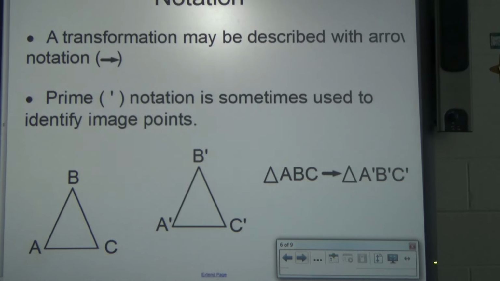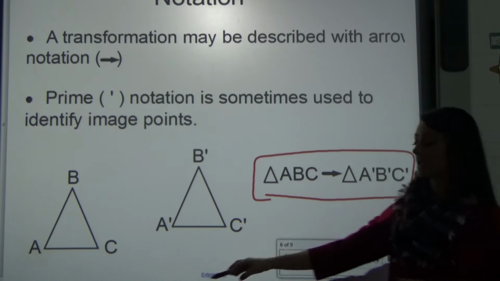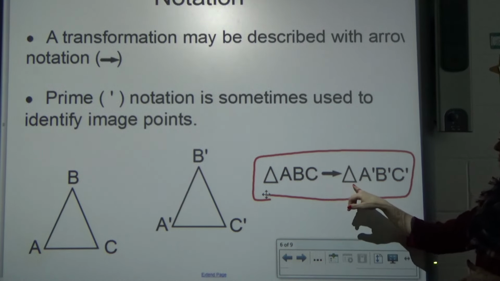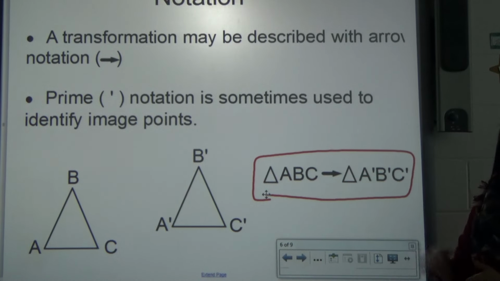All right, so I'm going to step aside again. The notation that we're going to be using, we did already talk about the prime notation to denote which points are the image points. But we are going to be using this arrow notation, which is going to be very important to us later on when we start writing different rules. So if you notice over here, this would be the arrow notation that I would use to say I've moved from triangle ABC to triangle A prime, B prime, C prime. So this would be my pre-image moving to the image. And you're going to see this pop up all the time now.